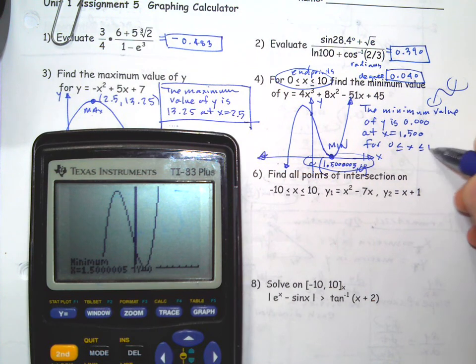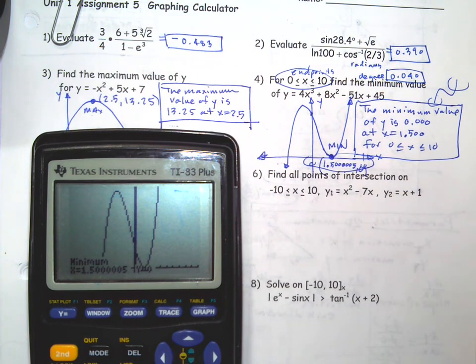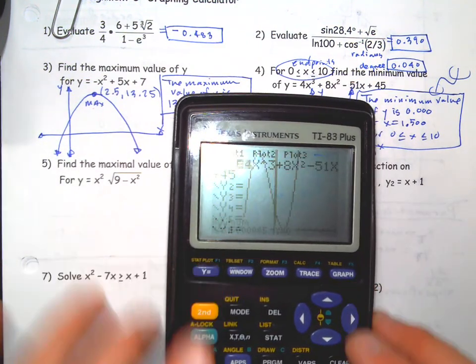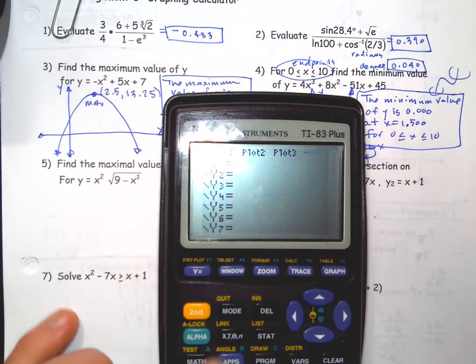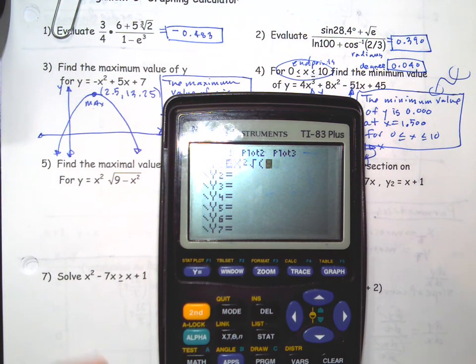For 0 to 10, I guess we should clarify, because the actual minimum of that graph is over here, and there's no minimum because it goes down further. So, okay, the maximal value of this graph. I'm going to enter this graph in: x squared square root 9 minus x squared, close.